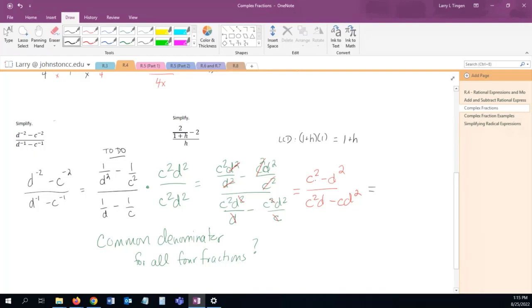Well, this is the difference of perfect squares, right? c squared minus d squared factors into c plus d times c minus d. The denominator, both terms have a c in it and both terms have a d in it. So I can factor out cd, and that's going to leave me with what? Well, that's going to take away one c and all of the d's. And this is going to take away one c and one d. So I'm left with c minus d and c minus d. These divide. And my final answer is c plus d over cd.